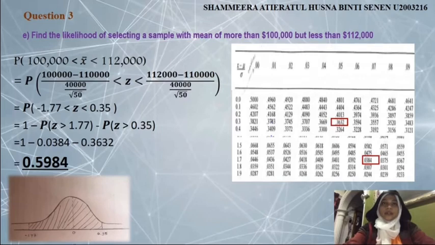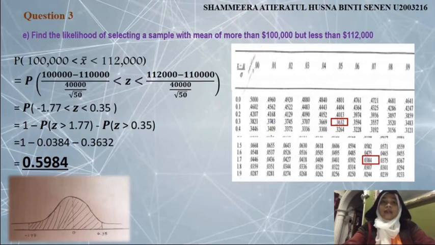Assalamualaikum and hi, my name is Shamira Atwat Usna, and now I will be explaining question number 3E. Find the likelihood of selecting a sample with mean of more than $100,000 but less than $112,000. In this question, first of all, we have to list out the keywords, which I already put in a red font, which is we want a sample with mean of more than $100,000 but less than $112,000. If we list out, the equation will be P($100,000 < X̄ < $112,000).